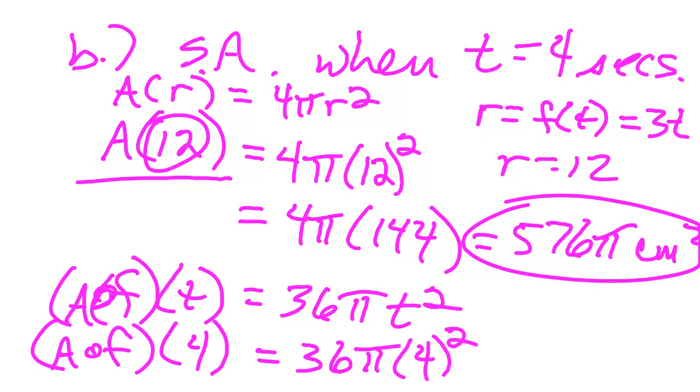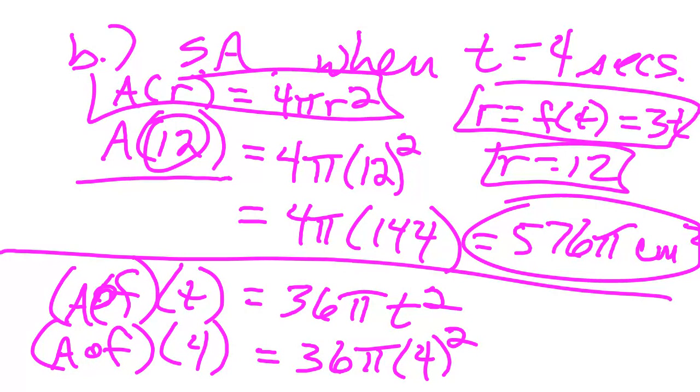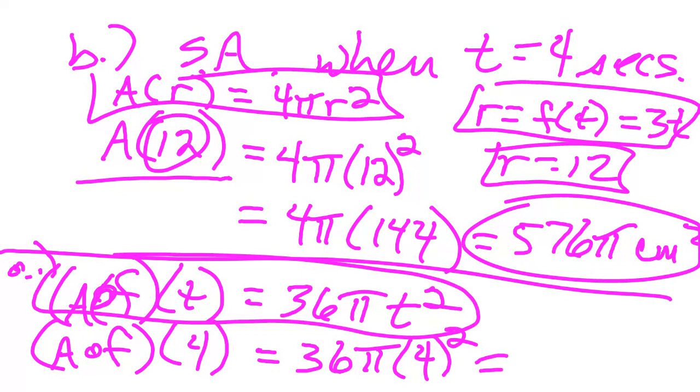Notice this is the different equation that I came up with for the composition. Instead of doing it step by step up here where we had to figure out r separately, I've already done that in part A. So utilizing part A, we had this equation for us. Anyway, so this is 36 pi times 16. And of course, 36 times 16, I'll let you verify, is 576 pi square centimeters.